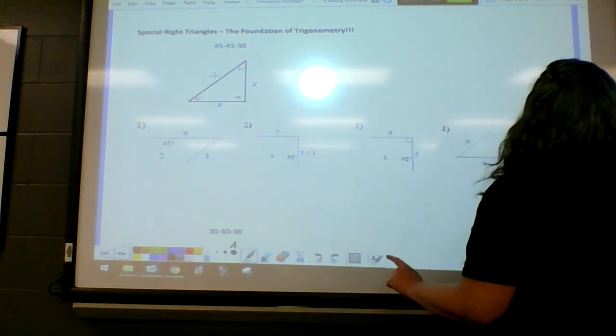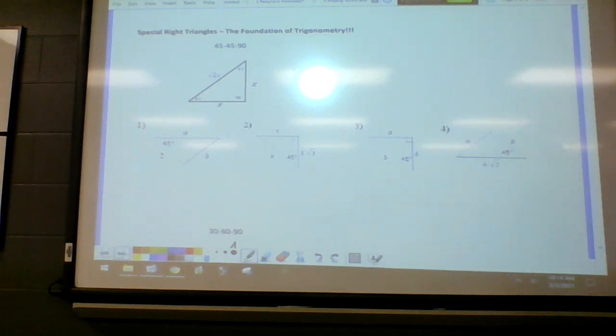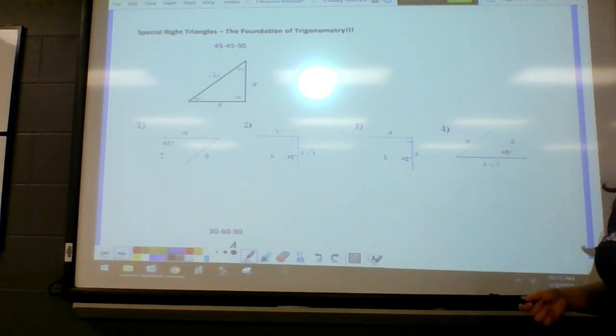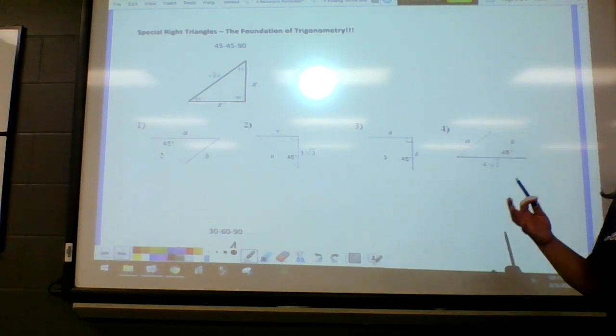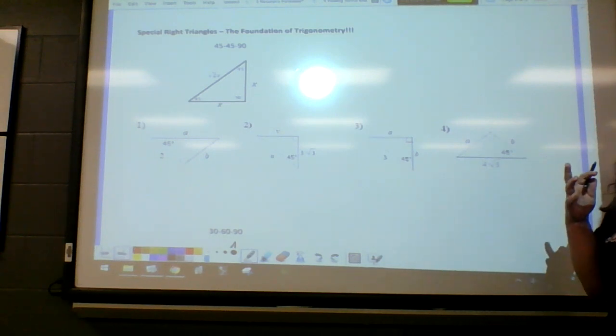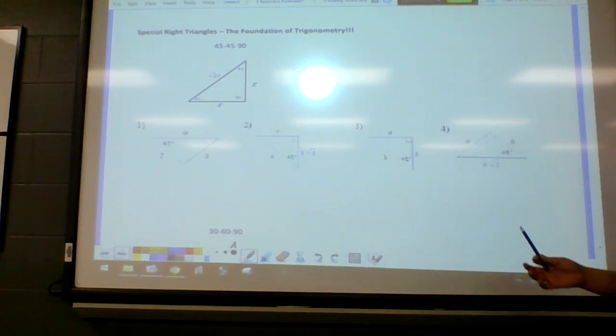All right, so we're going to talk now about these special right triangles. There are two kinds of special right triangles, and these are the foundation of what a lot of trig is built off of. All of trigonometry is built off of triangles, and you can build it off of all different types of triangles, but these two are the most common. We use them all the time. We're going to be talking about 45-45-90s and using what comes from them quite often.